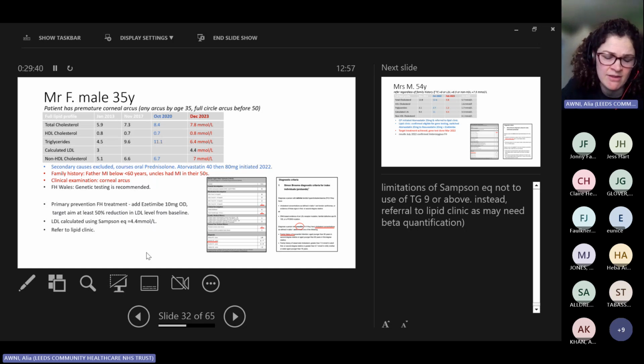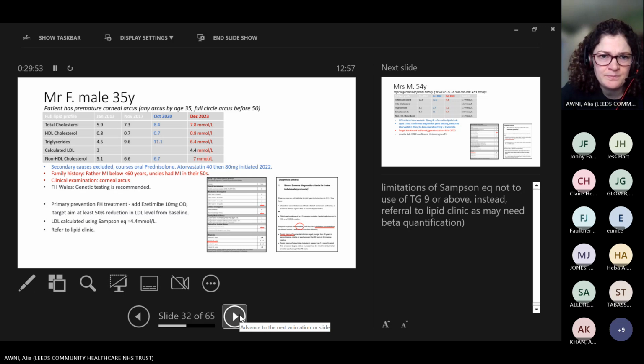They measure the LDL rather than calculate it, but that is a service that in Leeds we send to Newcastle, and the results could be time consuming. It takes about 3 months, but it's not impossible to do if that is needed.